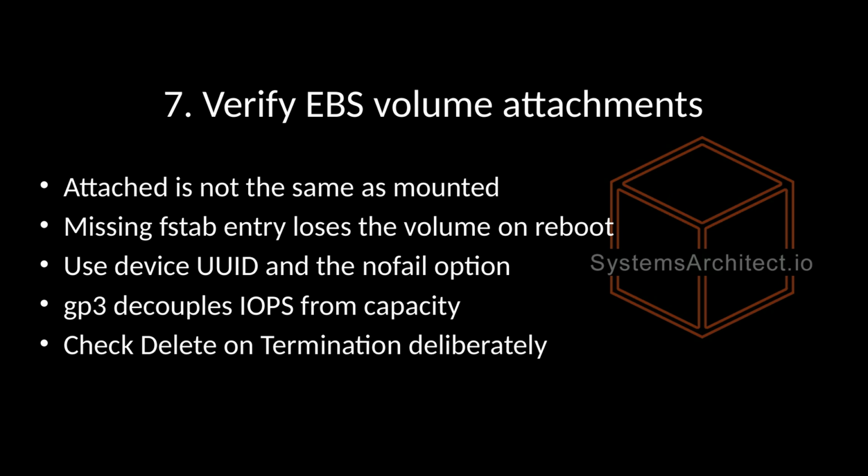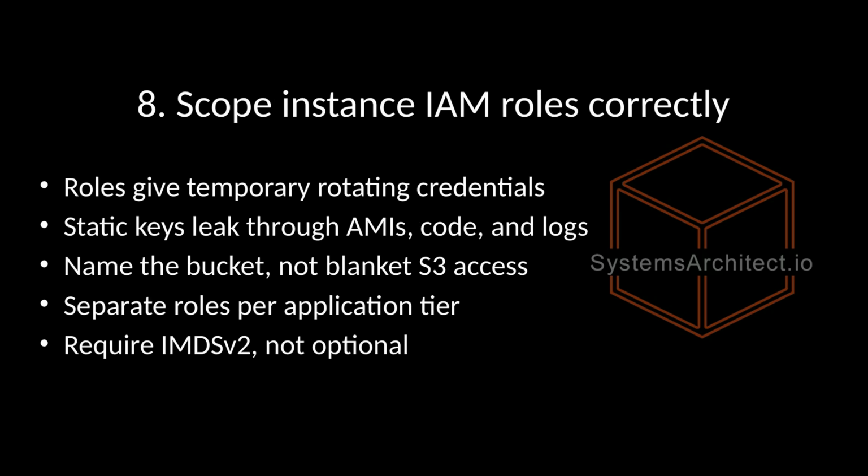Check the delete on termination flag deliberately, since it defaults to true on the root volume and false on the others. 8. Scope instance IAM roles correctly. A role gives applications temporary rotating credentials. Verify no instance is still carrying static keys in a file or an environment variable. Those keys leak because they end up in AMIs, in source control, and in logs.